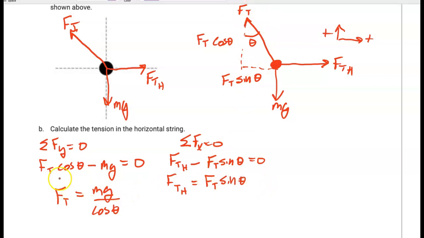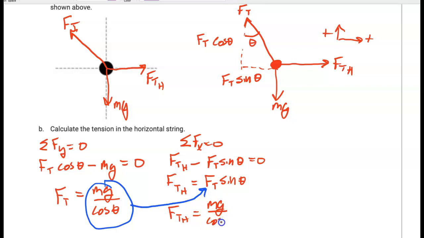But we said the force of tension is mg over the cosine of the angle. So we're actually going to plug this in so that we can actually solve. So we're going to plug it in right there. And we're going to get the force of tension horizontal is equal to mg over cosine of the angle times sine of the angle over 1. And sine over cosine gives you tangent. So this is mg tangent of the angle.